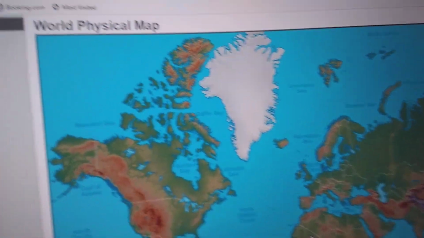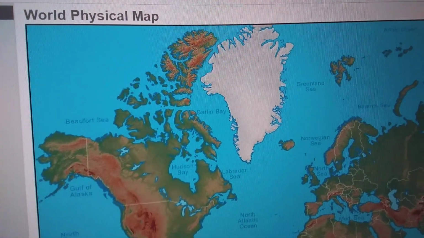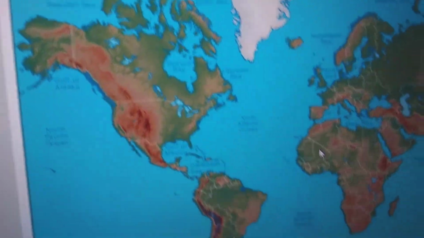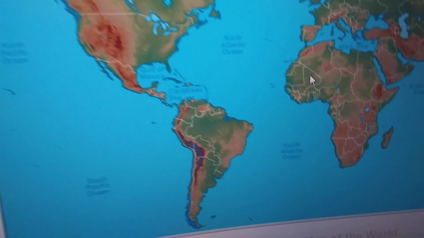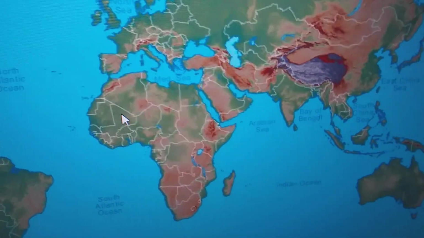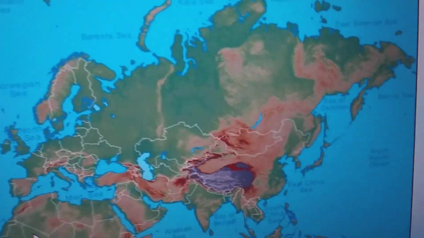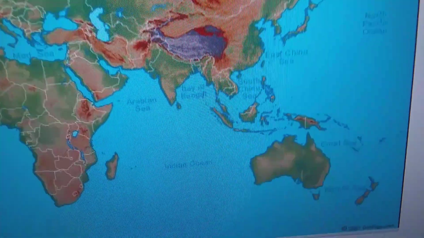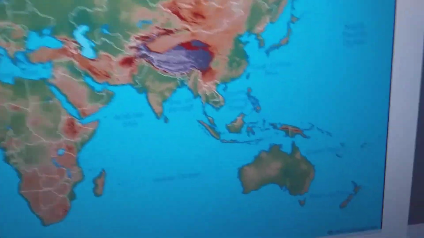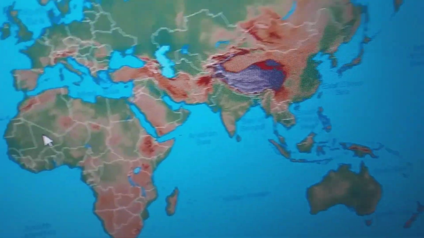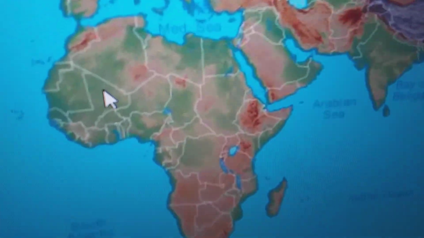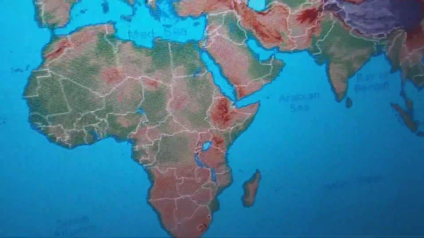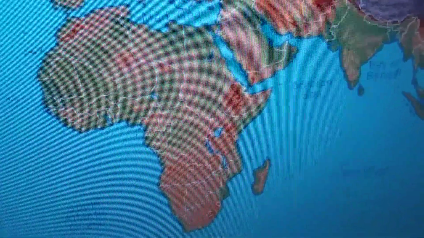Ladies and gentlemen, world physical map. This is the world physical map, and of course indicating this is North America, South America there, and then Africa, Europe, and Asia. Combinations of Australia, Australasia, and of course, if you'll see here, this is typically Sudan here. Okay, Sudan here on the world map.